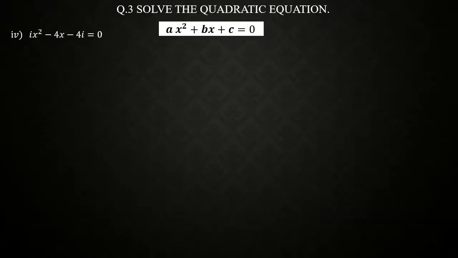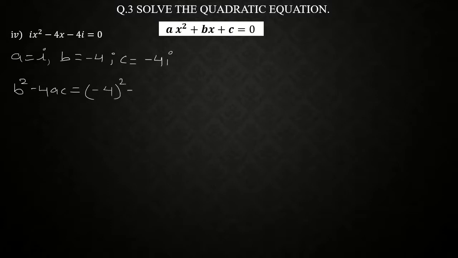The second question is again from main question number 3, and that we have ix square minus 4x minus 4i is equal to 0. So again our aim is to find out value of a, which is i, value of b, which is minus 4, and value of c is nothing but equal to minus 4i. Now after finding this value, we will find our answer of b square minus 4ac. That gives you minus 4 ka square minus 4 into a, which is i, into c, which is minus 4i. So in next step, minus 4 ka square, we will get answer as 16.